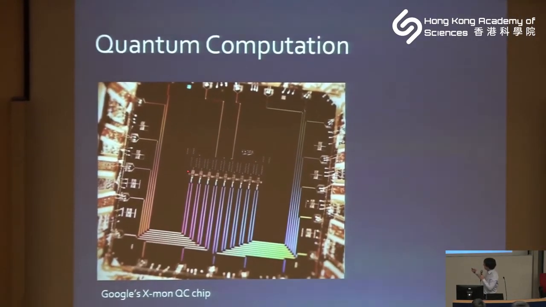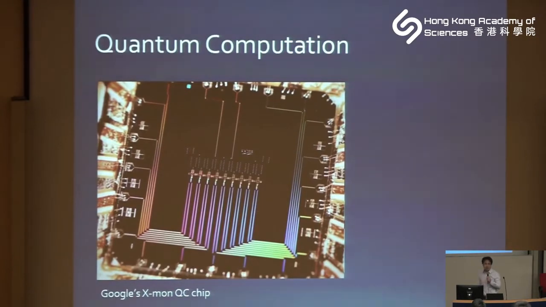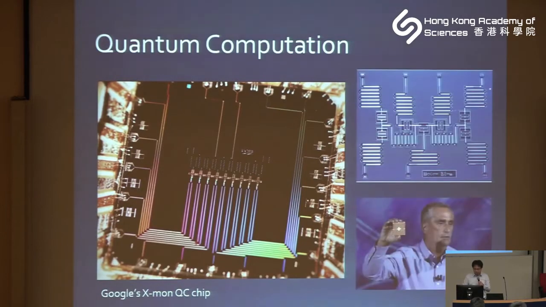And here you see crosses. Each cross represents a bit, a quantum bit, which I will tell you more about. Each cross is fabricated by Google and is made by a superconductor. And you can use that to do some computation. And also other companies like IBM and Intel are also working on quantum computers. So it has been a very hot topic lately.